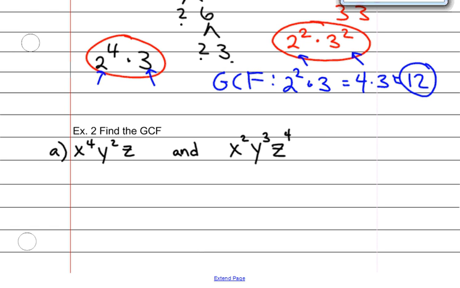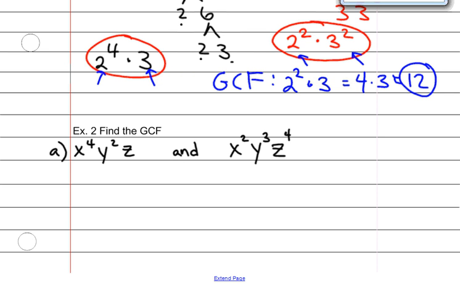Okay, now we're going to find the GCF, but now we're going to apply algebra. We're going to look at variables and exponents. Just like with example 1, I was finding what was in common, so you're going to do the same thing here for example 2. Find the GCF. For part A, we have a bunch of variables and exponents here.